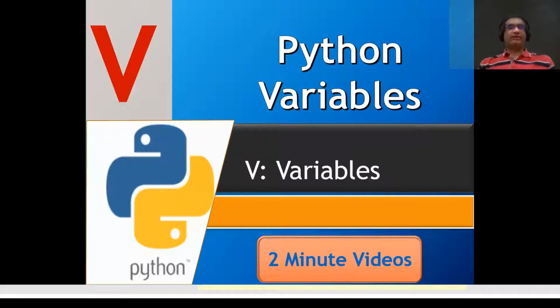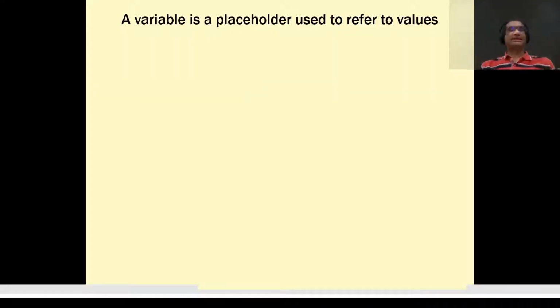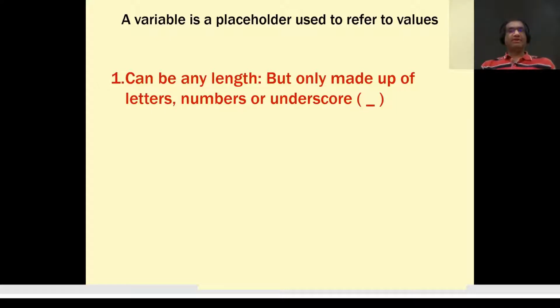Let's take a very quick look at Python variables. First of all, the name variable is actually a placeholder. It's a placeholder to refer to different values by a name. So the variable is the name. That name can be of any length, but it can only be made up of three things.